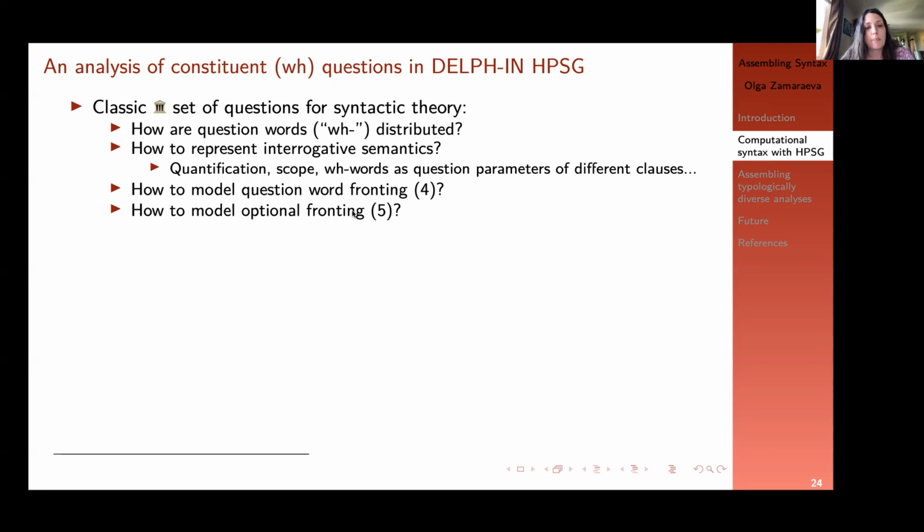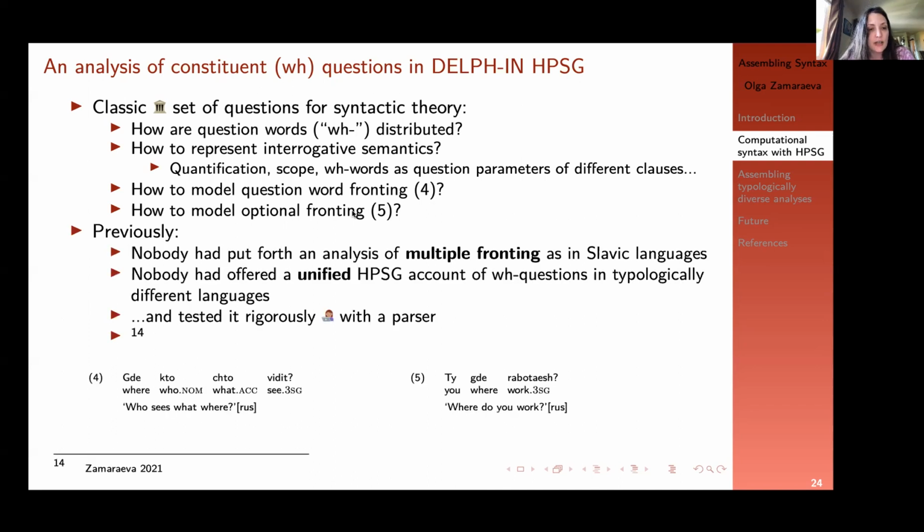There are, of course, big questions in syntax on how to model question word fronting, such as in this example 4 here, and how to model optional fronting, such as in example 5 here. These are examples from Russian, and you can see that in Russian, multiple WH words can be fronted, for instance, which is one phenomenon. And then furthermore, a WH word may appear, it looks like, in between the subject and the verb, so not fronted. These are just some examples of the phenomena which require syntactic analysis.